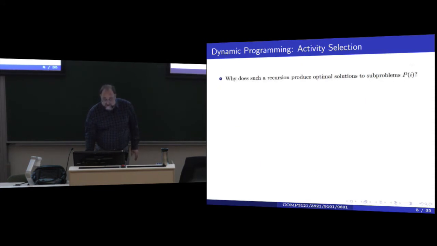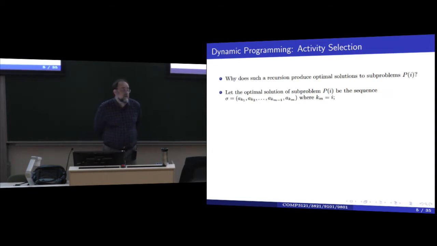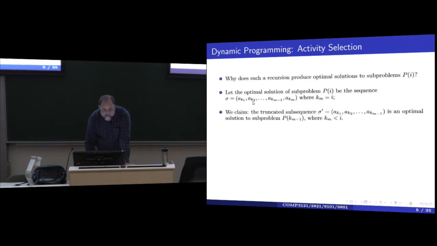So now, what we didn't do last time is explain why such a recursion produces an optimal solution to subproblem P_i. And the argument is essentially the same as the argument that we did for greedy, which is the cut and paste argument. So you simply say, let the optimal solution of subproblem P_i be this sequence, A_k1, A_k2, all the way to A_km, where the very last, k_m, is equal to i, because this is the subproblem that we are solving. So now what we do is we truncate this sequence to the first m minus 1 elements. You consider exactly the same sequence except without the very last activity.